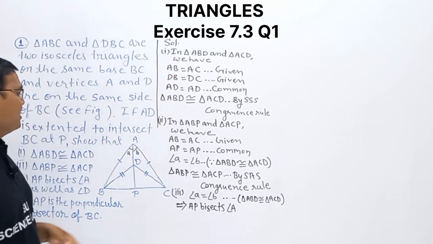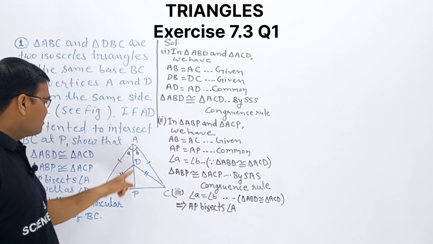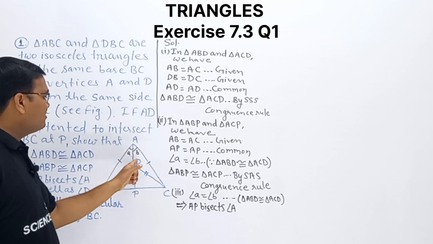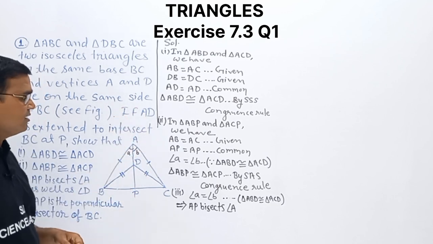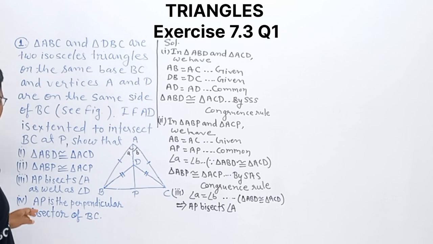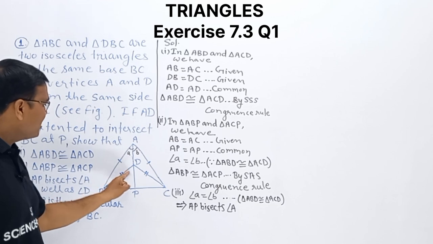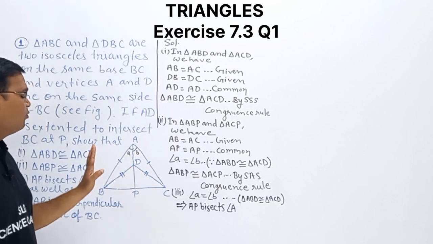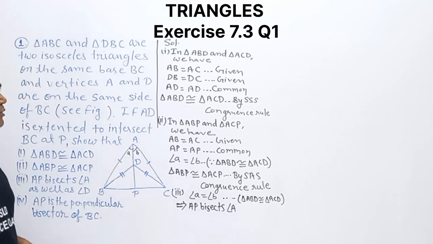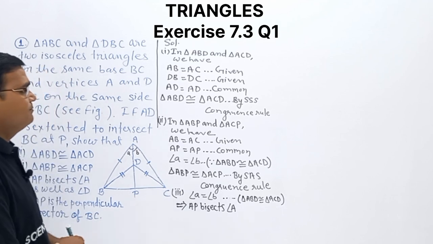Clear? So we can say AP is bisecting this complete angle A. So we proved this one. But we also want to prove, as well as angle D, whether AP is bisecting angle D or not. We want to show this. So how will we show this? Observe carefully.